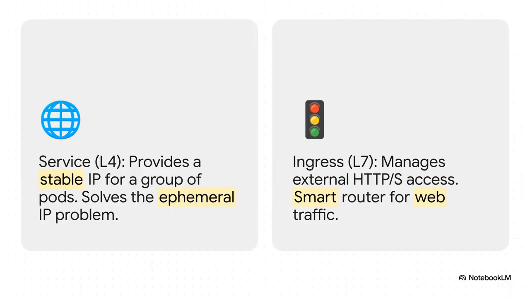Well, it gives us two amazing tools. First up is the service. A service is like giving a whole group of pods a single permanent mailing address. The individual apartments might change, but the building's address always stays the same. That's a service. Then, for more complex web traffic, we have the ingress. An ingress is like a super smart traffic cop at the main entrance to our city. It looks at where the traffic wants to go and directs it to the right building. All traffic for api.myapp.com, go to building A. All traffic for myapp.com/blog, okay, you go to building B.